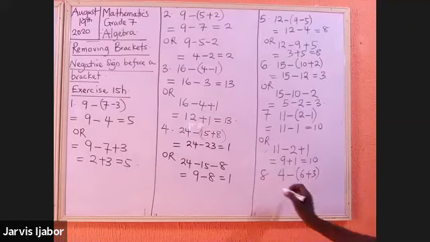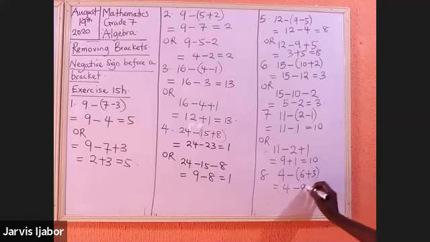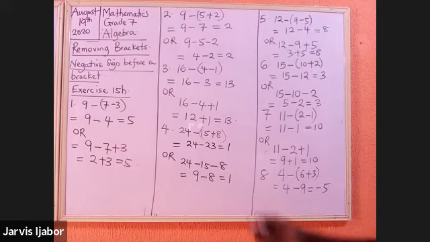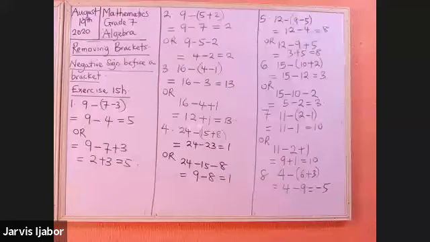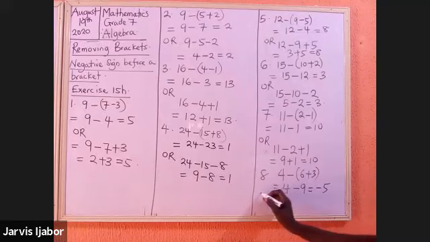What does that give you? That will give you 4 minus 9, which will be what? Minus 5. 9 is bigger than 4, and it is negative. So what does that mean? 9 minus 4 is 5, but because the negative is bigger than the positive, the answer must be negative.